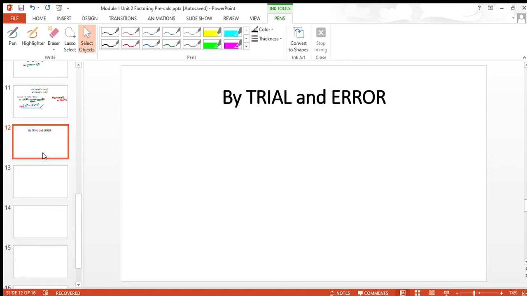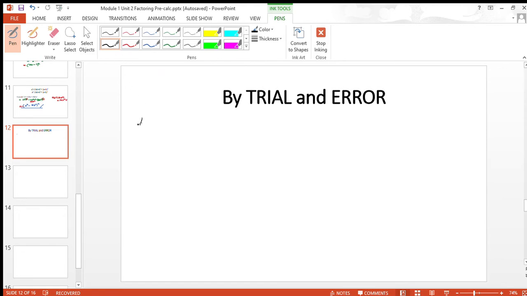So for today, I'll be discussing the next type, which is called the trial and error method. Basically, the process of factoring by trial and error method is used when the trinomial given is not a perfect square trinomial. If it's not a perfect square trinomial, we now introduce the method by trial and error. Let's get into some examples for you to be able to understand what I am saying here.